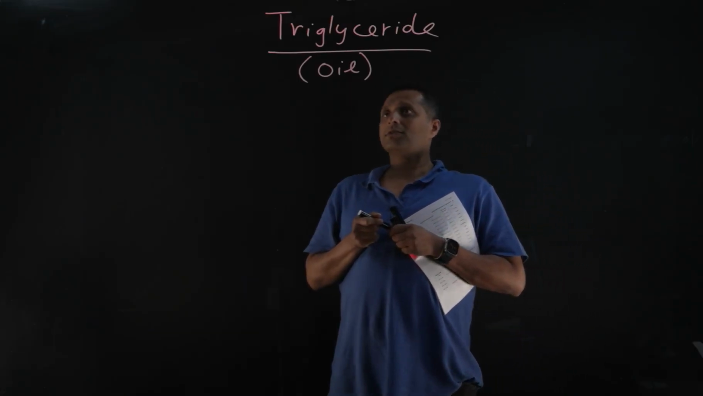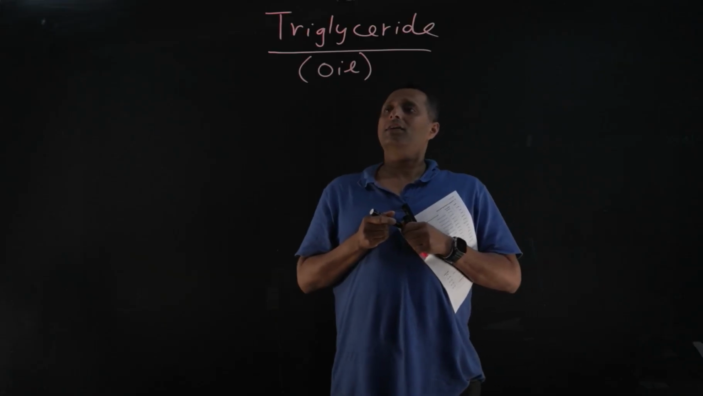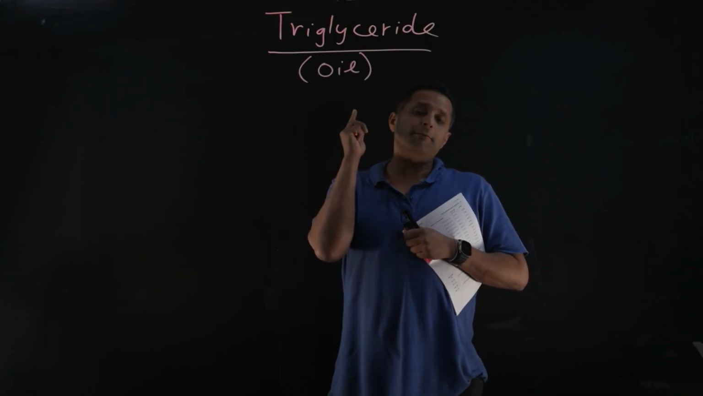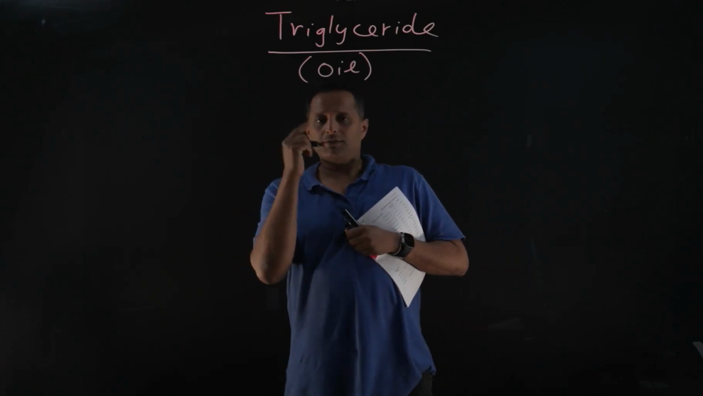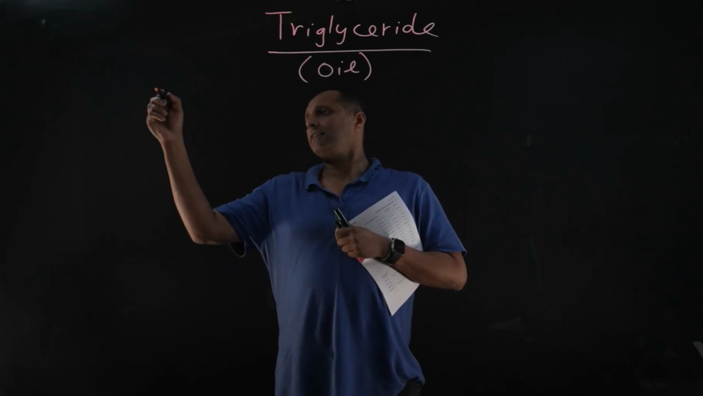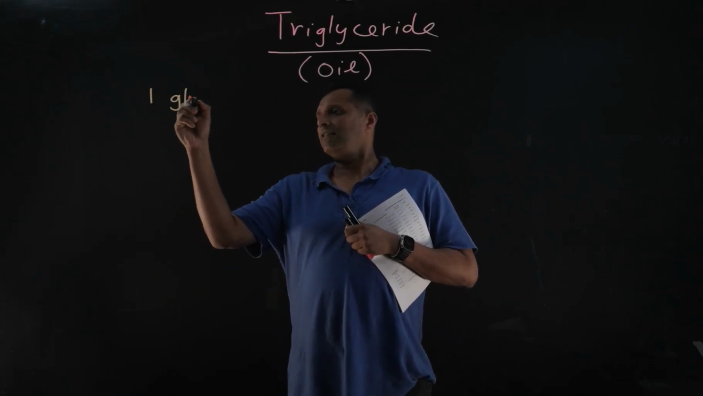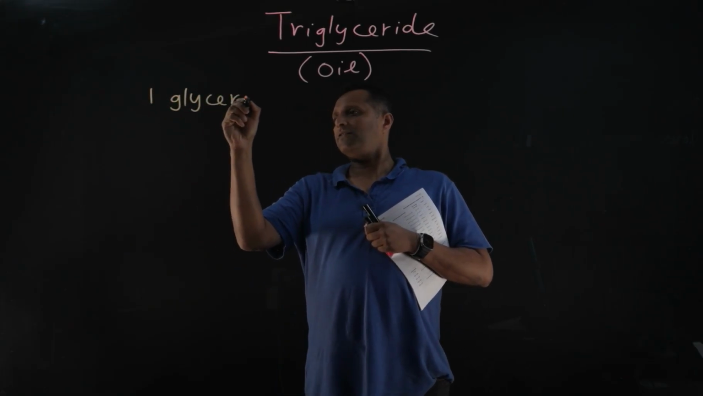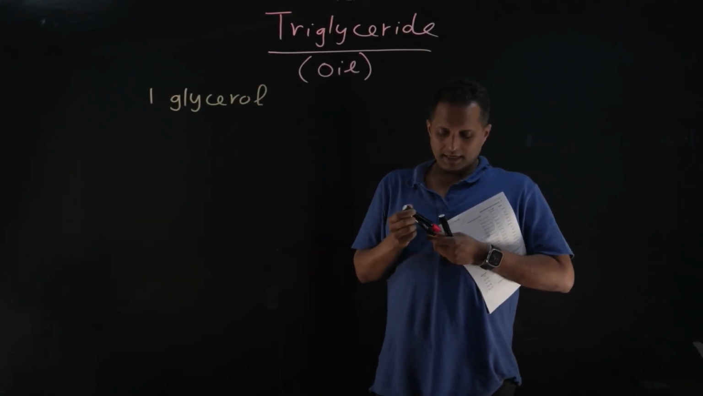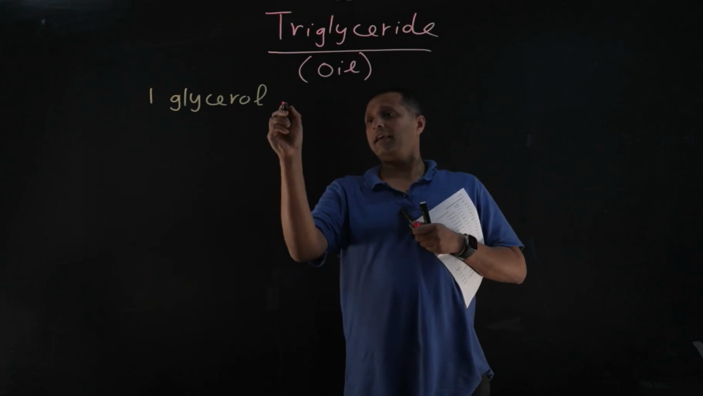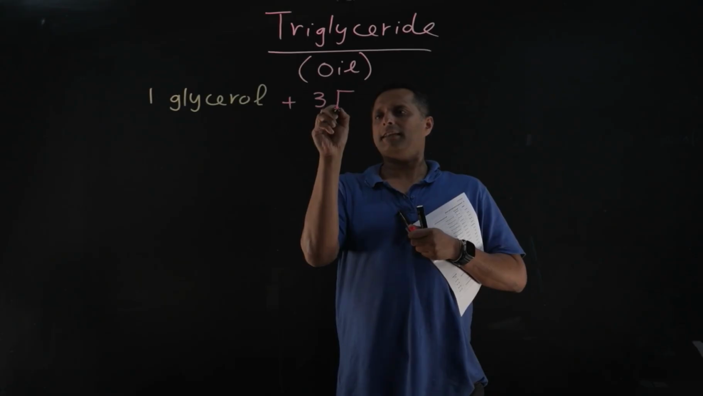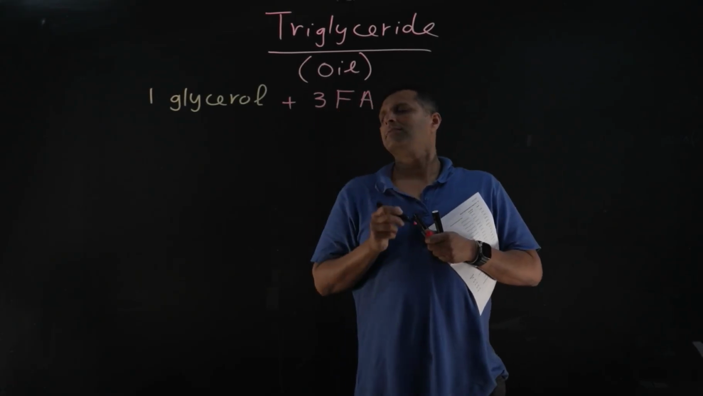Okay, so to make a triglyceride or oil, we need how many molecules? We need 4 molecules. One of those 4 molecules is one glycerol. And what else? We need 3 fatty acids. 3 fatty acids, FA.